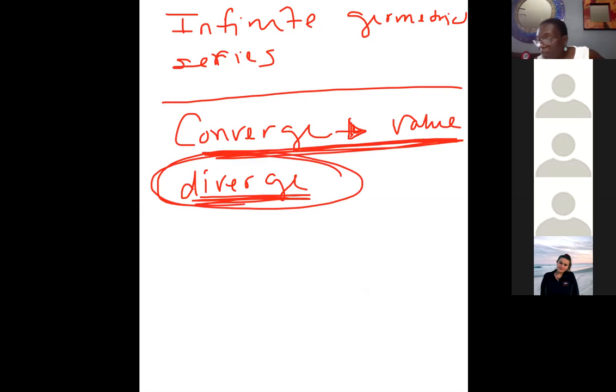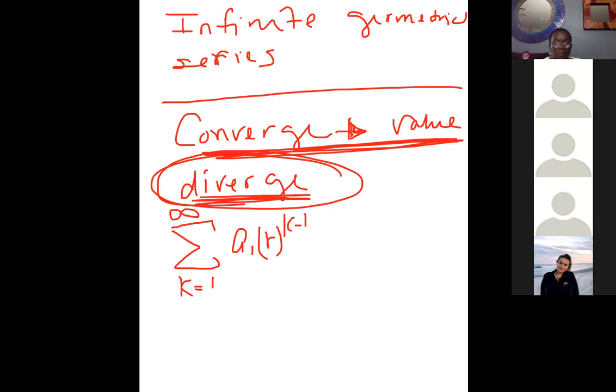Now, the summation notation for an infinite geometric series is this. The lower limit is k equals 1, and rather than having an n, the upper limit would be infinity. All right? By the way, remind me to do one little word problem with you guys before I let you go, okay? And so the formula is a sub 1 times r to the k minus 1 power.